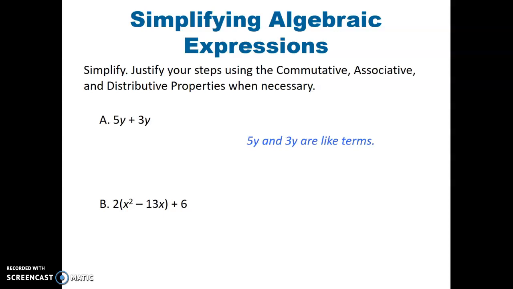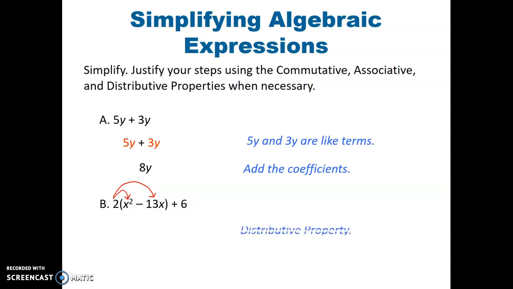First, we're going to look and see 5y and 3y are like terms, so I can combine them by adding their coefficients to get 8y. But b, look at this. First, I'm going to need to distribute that 2 before I can start combining like terms. I'm allowed to do that if I'm multiplying. I cannot add or subtract unlike terms, but I can multiply unlike terms.